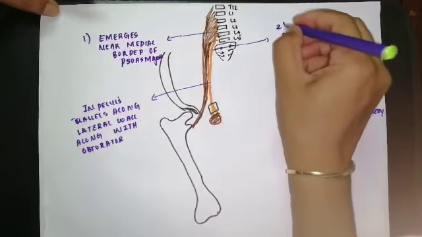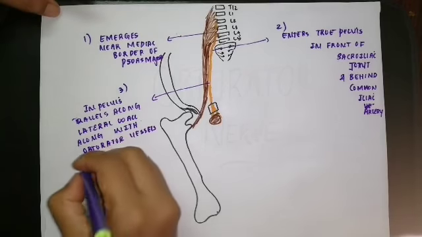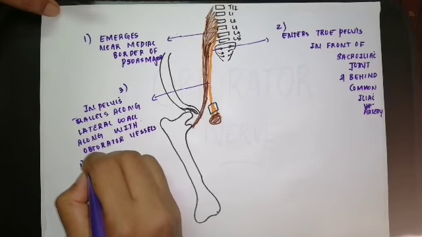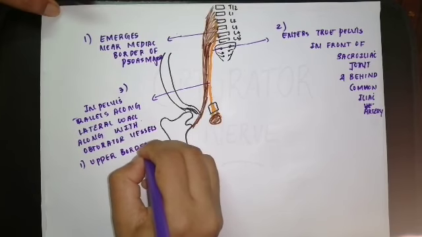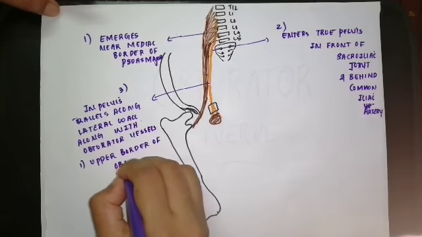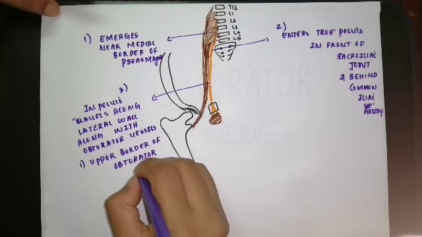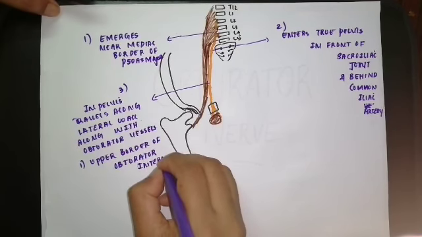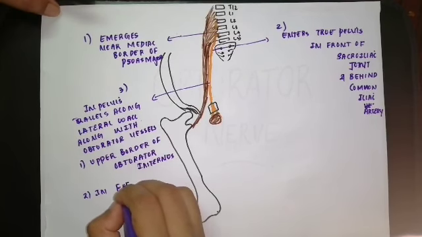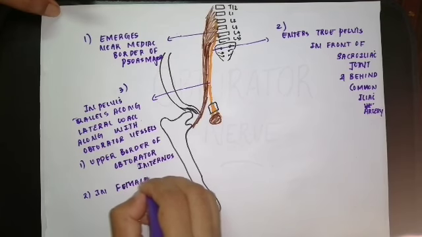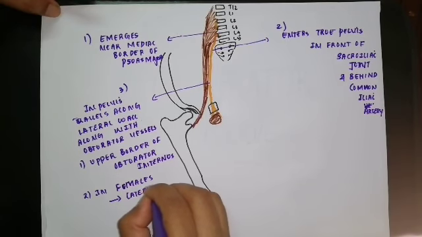This is first, second, third. The obturator vessels. Now what is the important relation in the pelvis? In the pelvis, it is related to the upper border of the obturator internus muscle. It travels along the upper border of the obturator internus muscle in the lateral wall of the pelvis. Now in females, it is related to the lateral surface of the ovary.